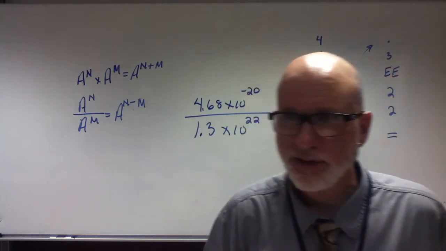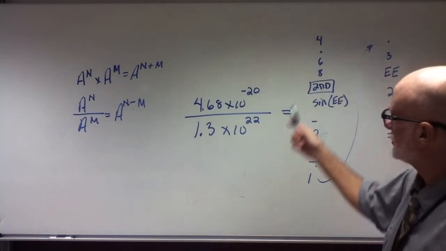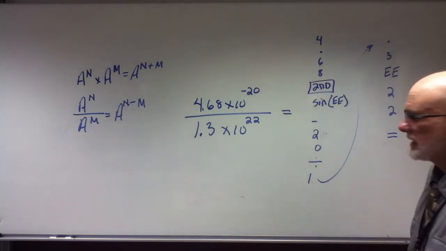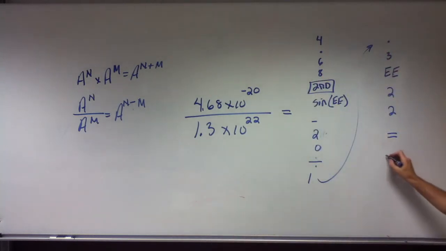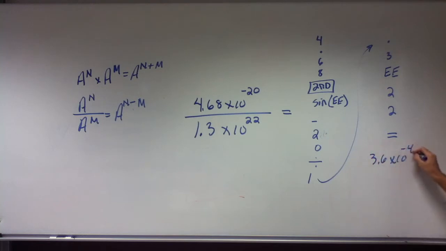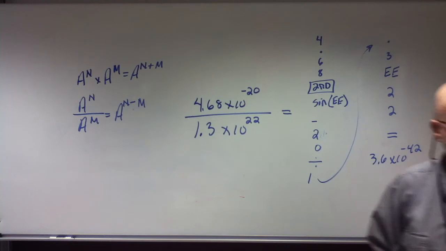Did you do that? Do that and see if you get the answer. What's the answer? 3.6 times 10 to the negative 42. Did you get that?